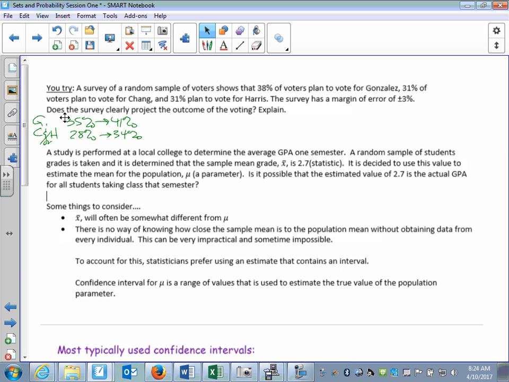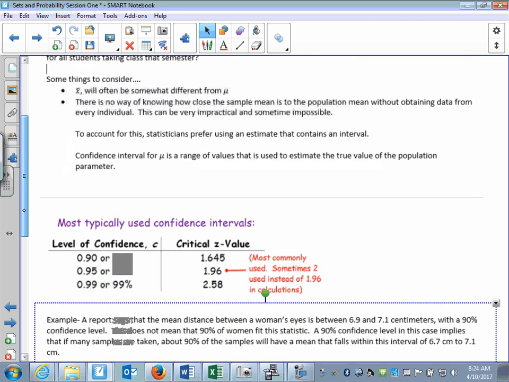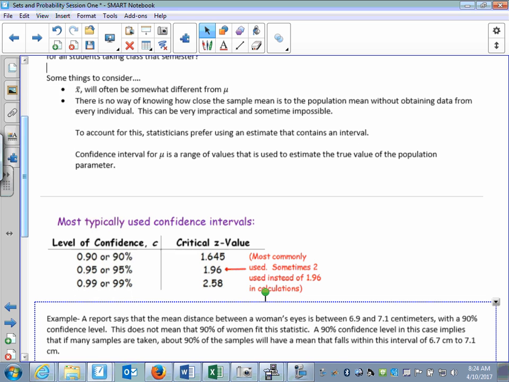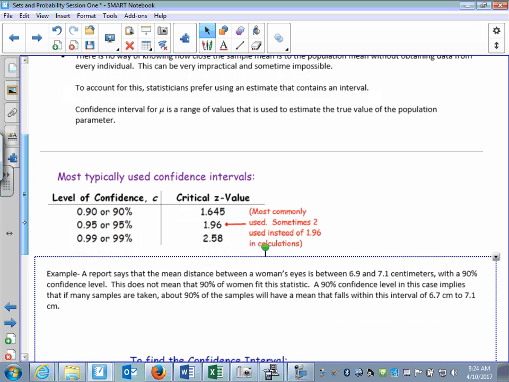Now, we've got some things to consider. x-bar will often be somewhat different from μ. There's no way of knowing how close the sample mean is to the population mean without obtaining data from every individual. This can be very impractical and sometimes impossible. To account for this, statisticians prefer using an estimate that contains an interval, and usually these are confidence intervals. Now, below is a list of values.